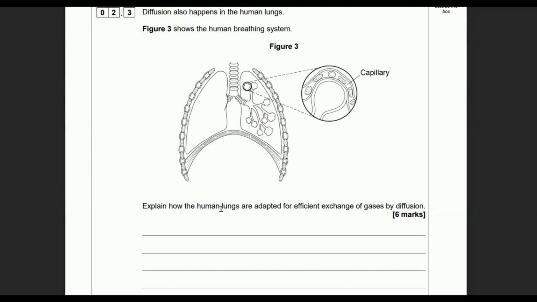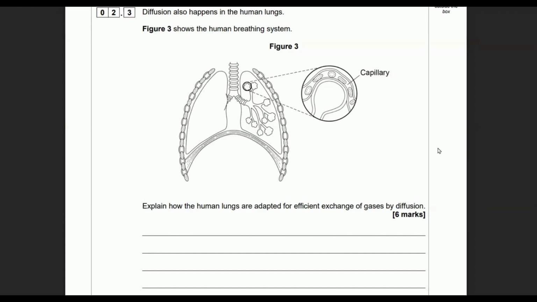Now we need to explain how the human lungs are adapted for efficient exchange of gases by diffusion, and this one is worth 6 marks. So what I suggest, grab your pen, grab a scrap bit of paper, set a timer for 6 minutes, and just give yourself 6 minutes to try and get as many marks as you can. That's what I would do. And then unpause the video and check out the answers. All right, let's get into it.